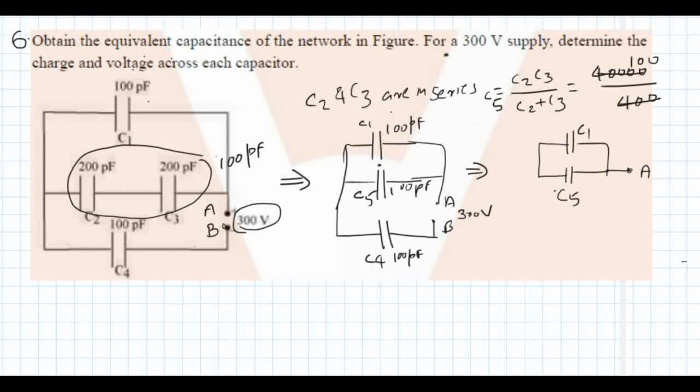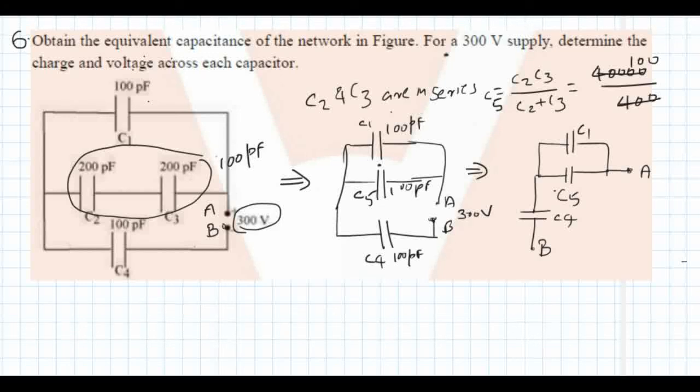And this end is free. This is not connected to any capacitor. The point B is free. Therefore, I am keeping this B like this. I am keeping this capacitor C4 like this. Okay. So this is the point B. Right. Now it is very clear that C1 and C5 are parallel.